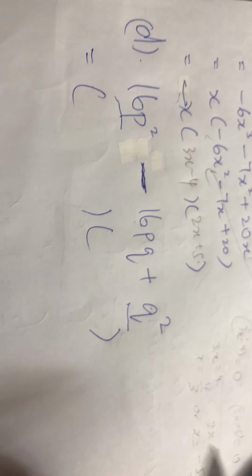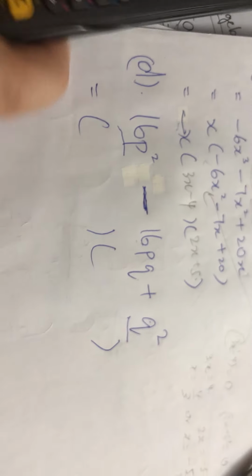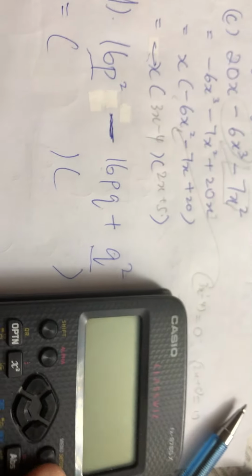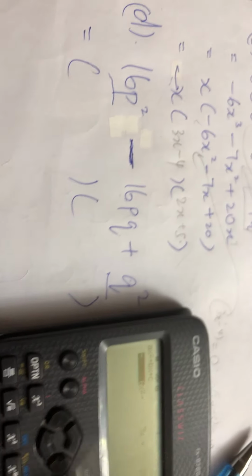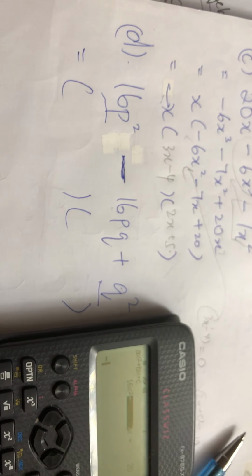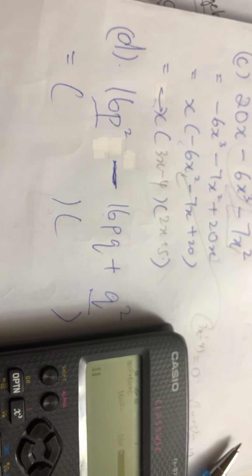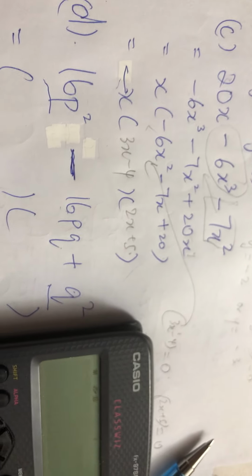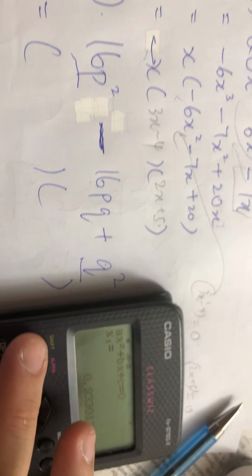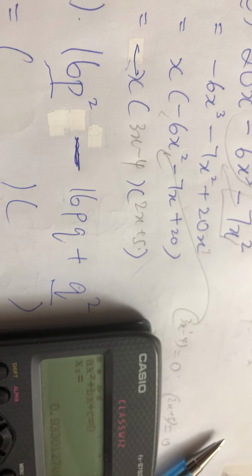So why is this so? Never mind, we don't care. We just press the calculator: 16, minus 16, and 1. You will end up with, oh, sorry, I think I gave the wrong value.